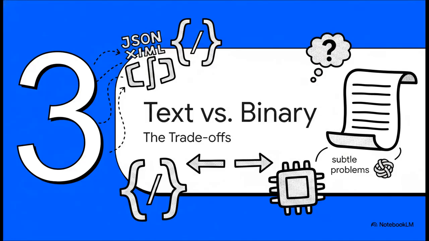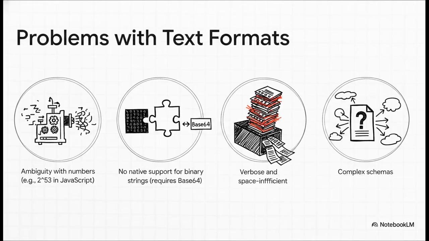Let's start with the formats you probably know best, textual ones, like JSON or XML. They're awesome because they're human-readable, which is great for debugging, but they come with some sneaky little problems. For instance, numbers can be a bit ambiguous. JSON doesn't specify precision, so a really big number can get messed up if it's parsed by something like JavaScript. They also have no built-in way to handle raw binary data, so you're stuck with clunky workarounds like base64 encoding.